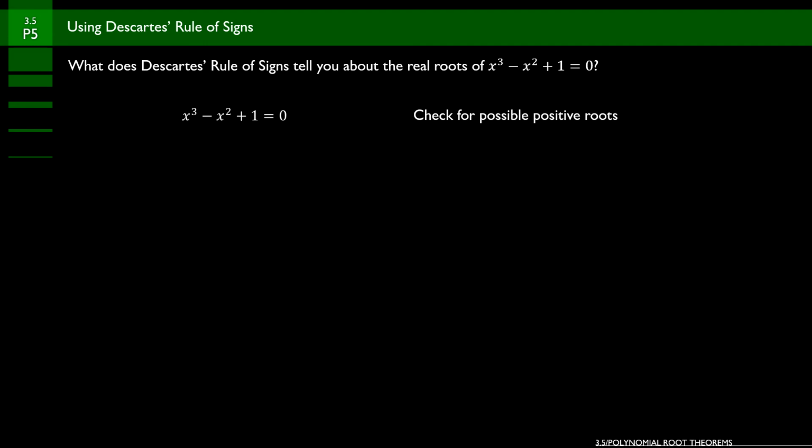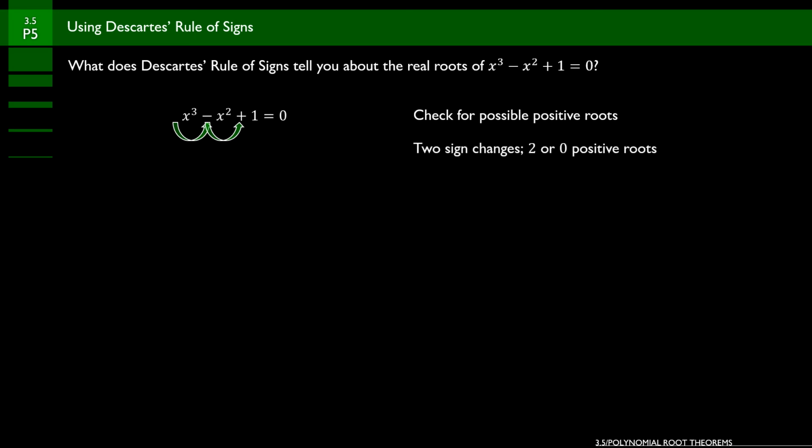What we're going to do is figure out how many possible positive ones we've got and how many possible negative ones we've got. So looking at x cubed minus x squared plus 1, we have a positive out in front of the x cubed. So positive x cubed to negative x squared, that's one sign change. Negative x squared to positive 1, that's the second sign change. So the maximum number of positive roots that we've got is 2.